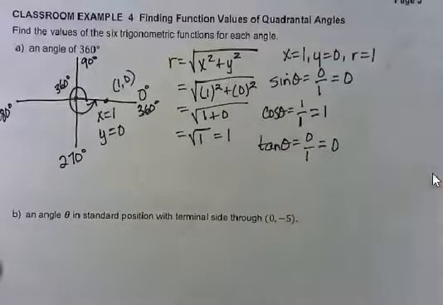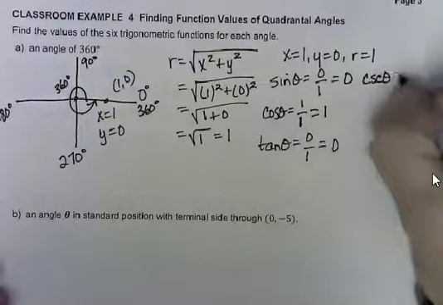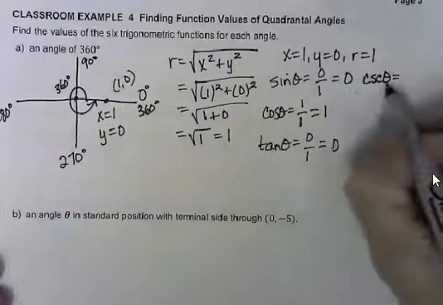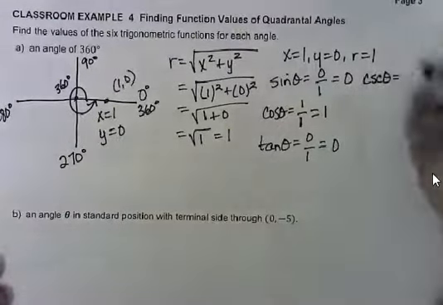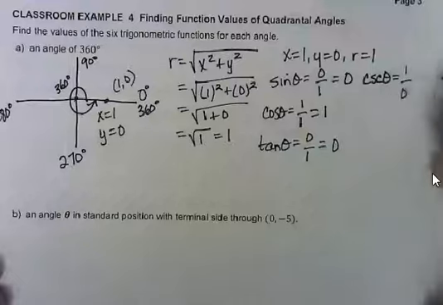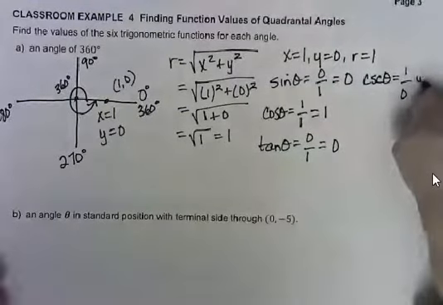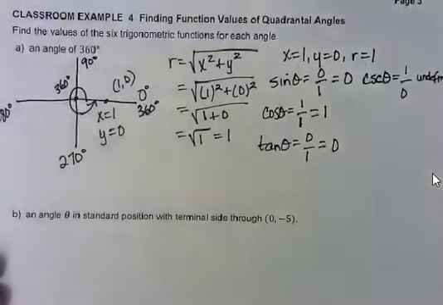And when we go to do the reciprocal functions, with some of these we're going to run into a problem. For example, with cosecant, cosecant is r over y, which would be 1 over 0. In that case, we're dividing by 0, which is undefined. So the cosecant for this angle, we would just say is undefined.